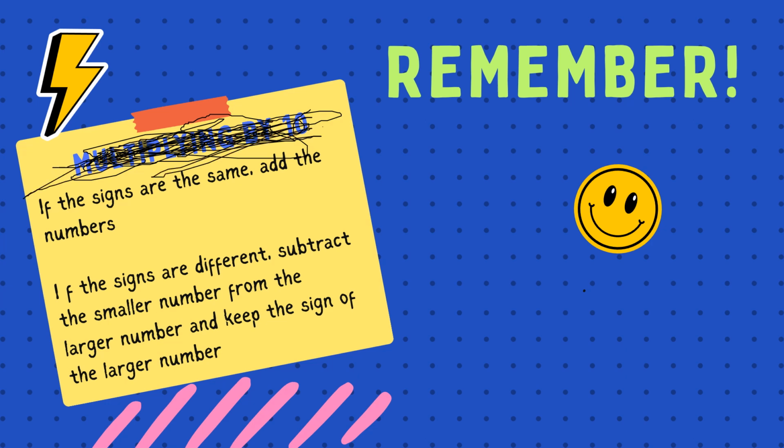This is just a revision at the end: if the signs are the same, remember you add the numbers. If the signs are different, subtract the smaller number from the larger number and keep the sign of the larger number. Okay. Example, you should take your pens out and try this one: 5 plus negative 3 minus 2 plus 8 minus 7 plus minus 4.